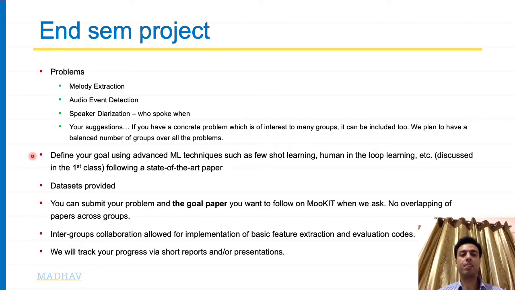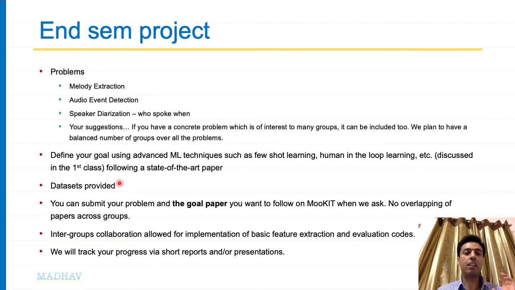We discussed many of these in the first class, and in this session I will be briefly telling about some of them. So you pick up a state of the art paper on these advanced goals. See, the goal is not plain melody extraction or plain audio event detection. No, the goal is not the plain problem solving. You have to define an advanced goal, for example, few shot learning, transfer learning, domain adaptation, etc.